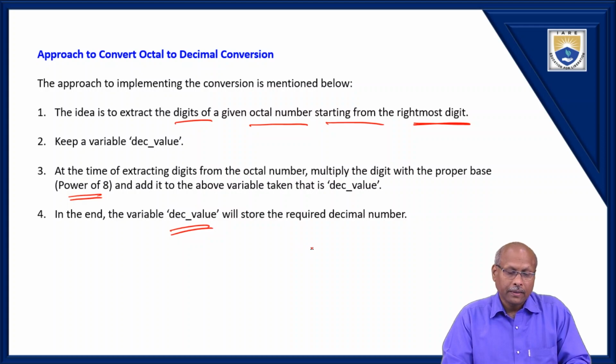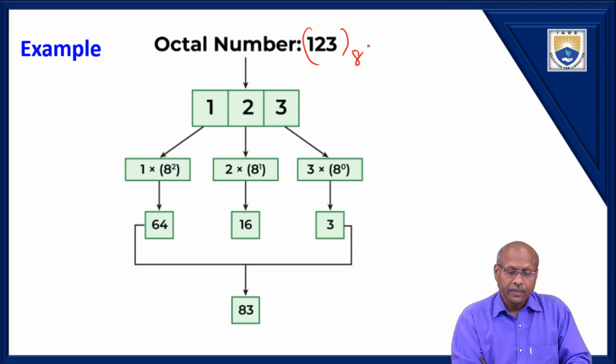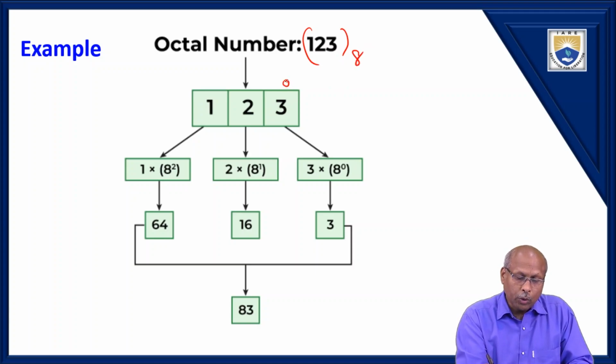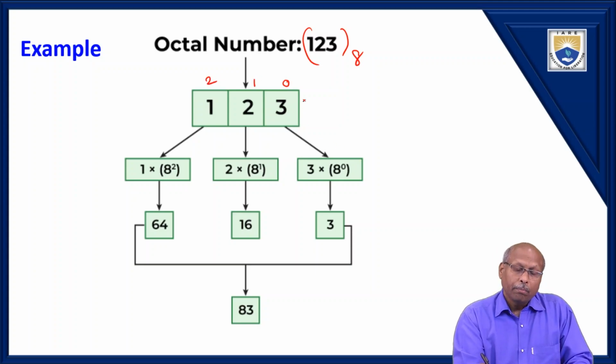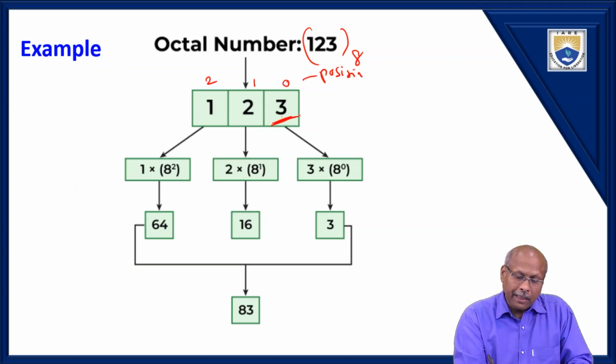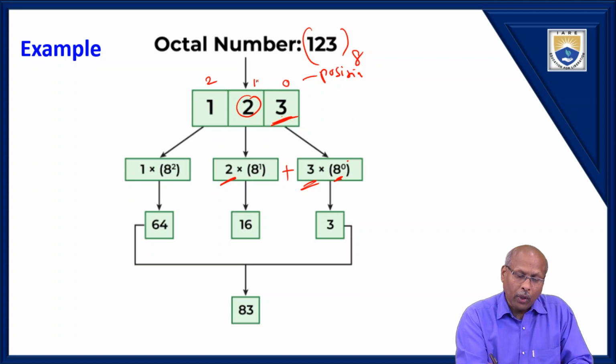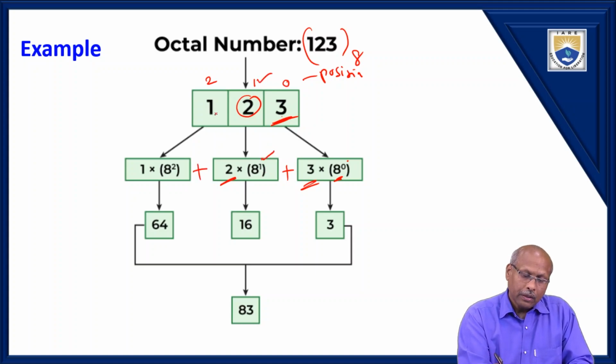Now see the process. For example, my octal number is 1, 2, 3. This 3 is at the 0th position, this is at the first position, and this is at the second position. Now, based on the position, 3 is my digit: 3 into the base 8 to the power of the position, which is 0. Plus the 2, which is 2 into 8 to the power 1, since 1 is its position. Plus this 1 into 8 to the power of position 2.